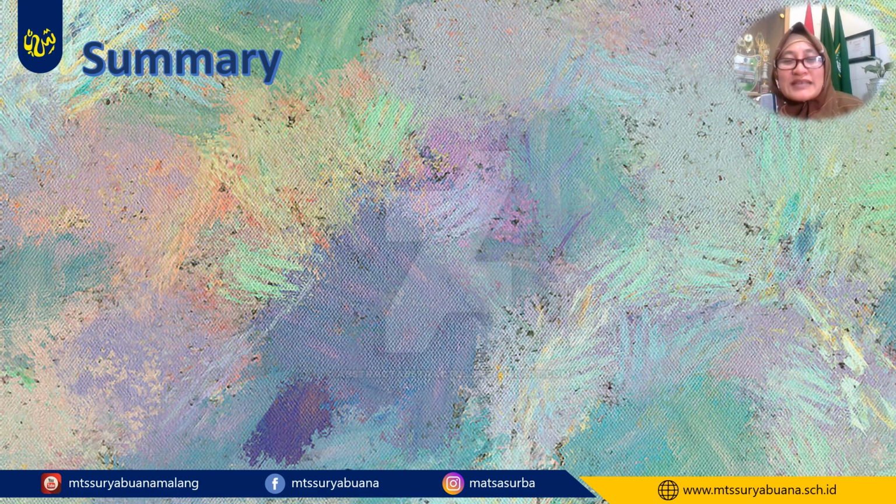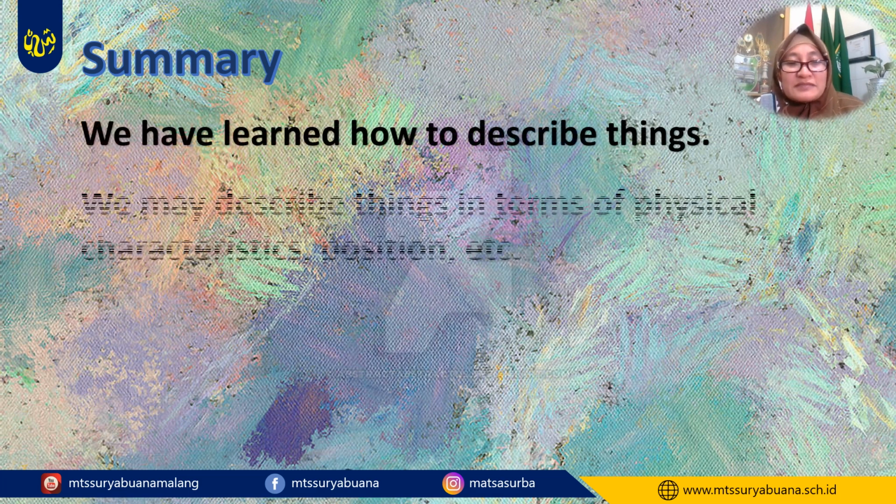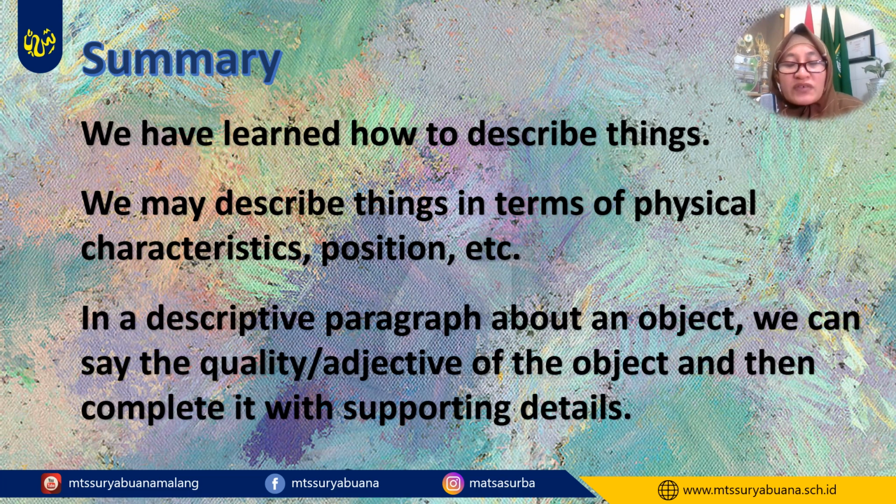Right, now we come to the summary. Let's summarize the lesson. We have learned how to describe things. We may describe things in terms of physical characteristics, positions, etc. In a descriptive paragraph, so the monologue can be called a paragraph, right? In a descriptive paragraph about an object, we can say the quality or the adjective of the object, and then we complete it with supporting details.